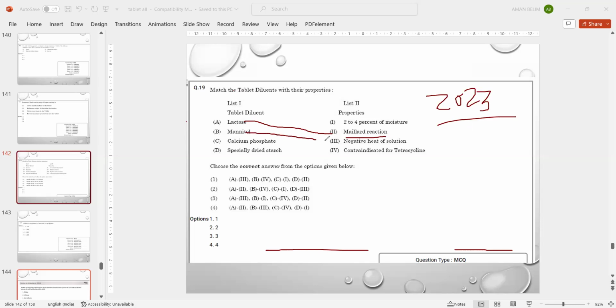Mannitol, as I have told you, shows the negative heat of solution. Calcium phosphate is contraindicated with tetracycline because it forms a chelate with the tetracycline, right? So tetracycline will not get absorbed. And this spherically dried starch contains 2 to 4% moisture. So A2, then B3, then C4 and D1. So option 4 is correct, right? Yes, very good. Yes, option 4 is correct. Okay. So this is from the GPAT 2023.